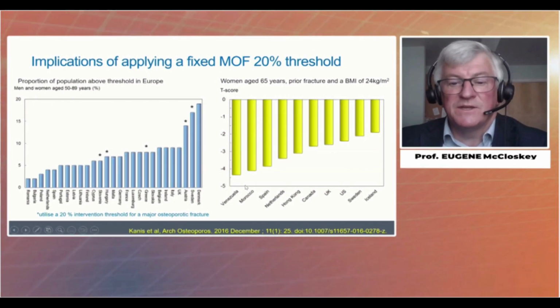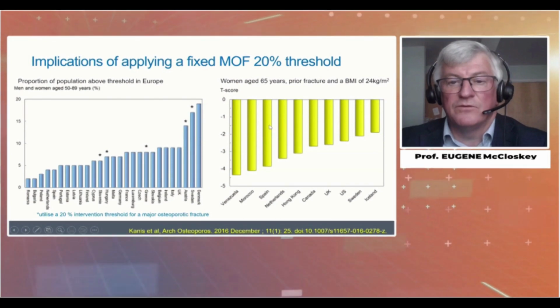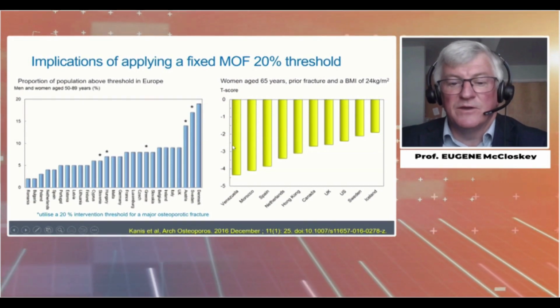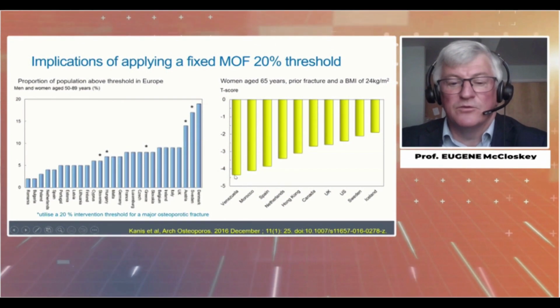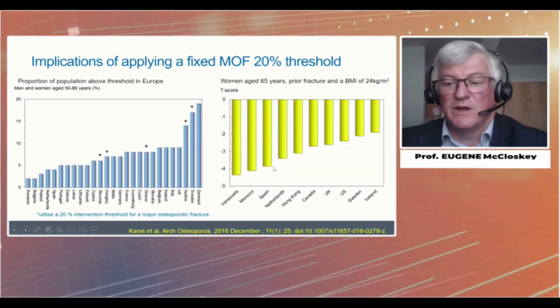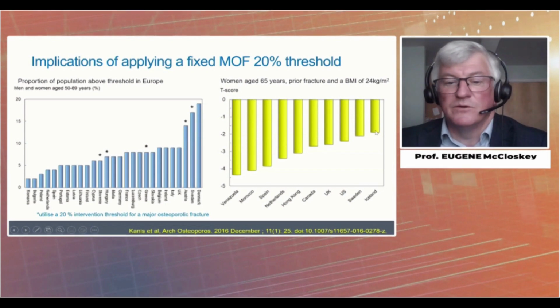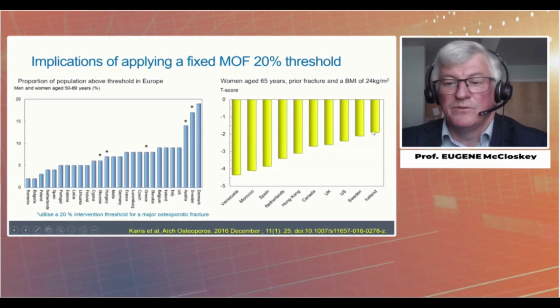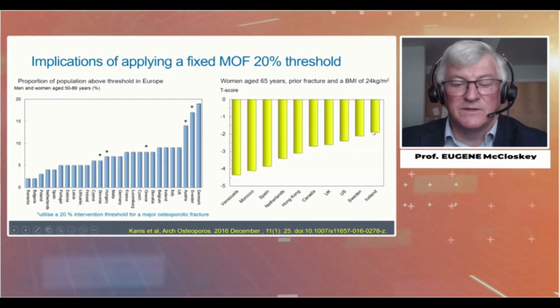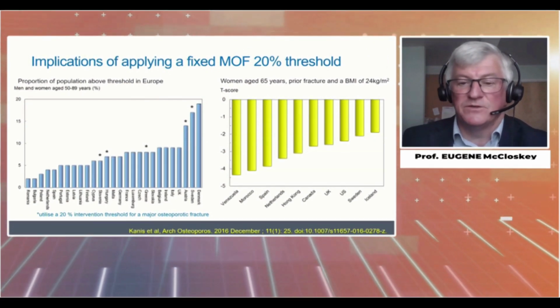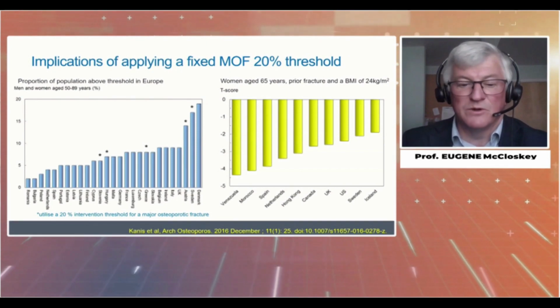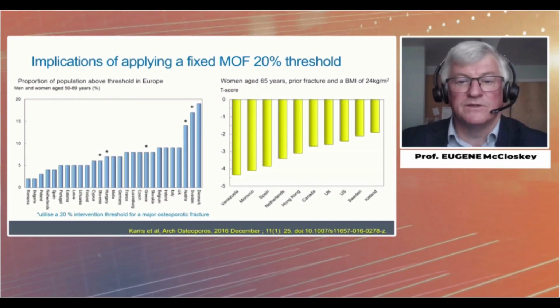And to get a MOF probability of 20%, the T-score entered at the femoral neck would range from somewhere around almost minus 4.5 in somewhere like Venezuela, up to just below minus 2 in Sweden and Iceland. So the risk, and the bone mineral density associated with the risk, varies markedly across countries.